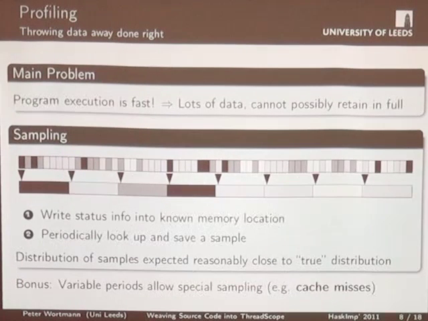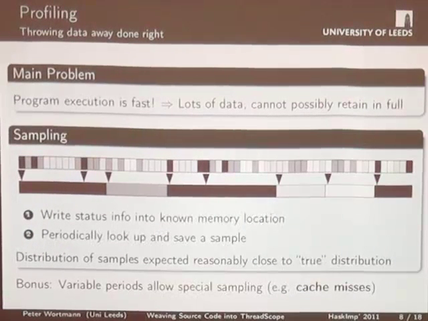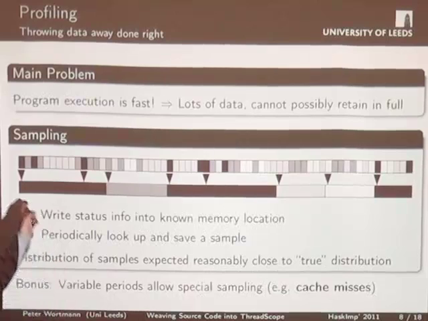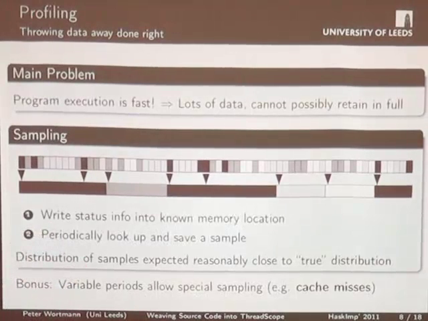Close to what the true distribution would be like. And the thing about that is we can also do other periods here. So if we do it like this, we might get a different distribution. Say we do these periods, we use, say, how many cache misses happened at that point. Then we get a hotspot profile for caches.